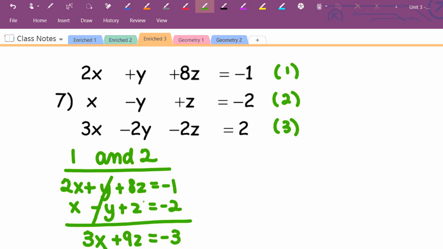All right, let's try using 1 and 3. Now, if I use 1 and 3, do they eliminate right away? The y's eliminate right away. You said it. Use the word. First, first equation, we got to multiply it by. How much did you say? So what's the new first equation going to be?